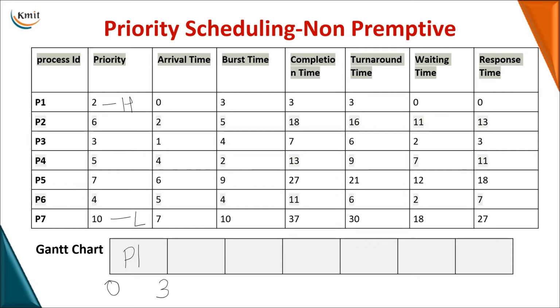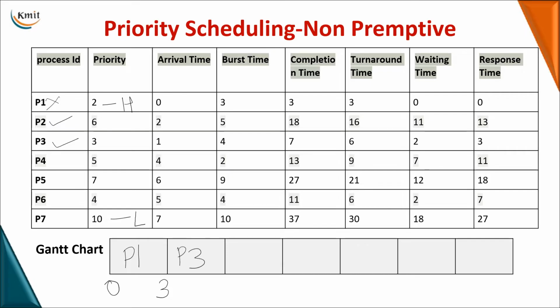Now at 3 milliseconds, you identify which processes are present in the ready queue. P1 is already done, right? P2 has come and P3 has come. So now you have two processes in the ready queue. Which one will you select based on priority? As I said, the larger integer value has lower priority and this one has higher priority. So we go for scheduling P3.